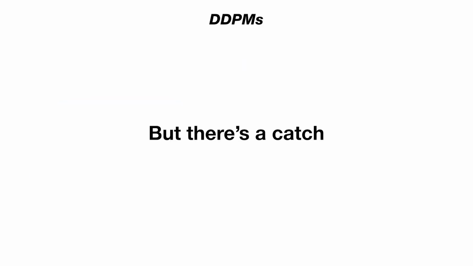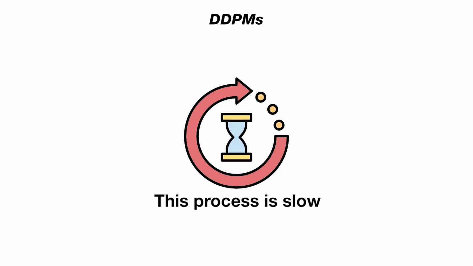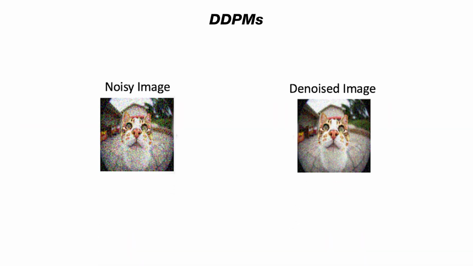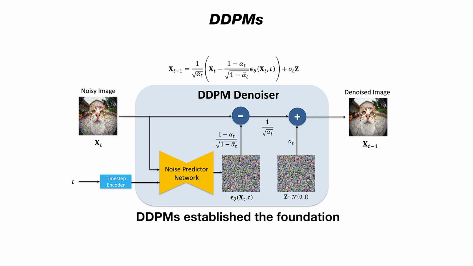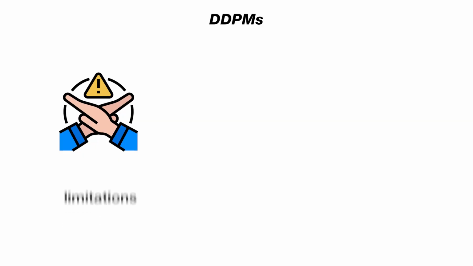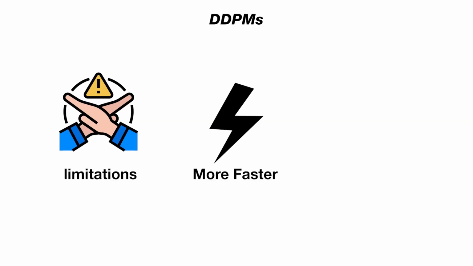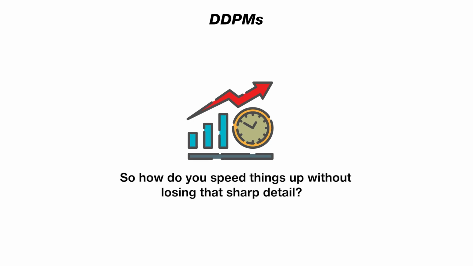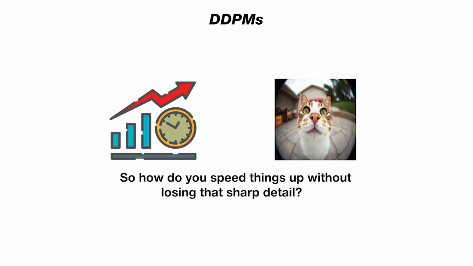But there's a catch. This process is slow. Generating a single image can require hundreds or thousands of denoising steps. High quality, yes, but at the cost of efficiency. DDPMs established the foundation, but their limitations opened the door for faster, more practical successors. So how do you speed things up without losing that sharp detail?